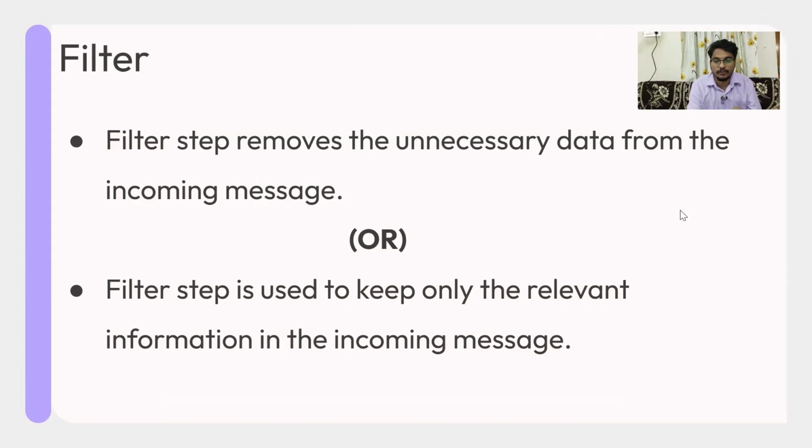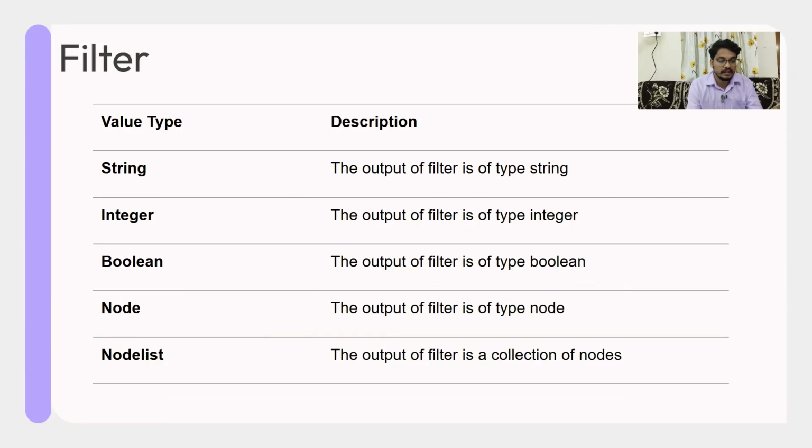So when it comes to the definition, the filter step is used to keep only the relevant information in the incoming message. And we use this filter step to remove unnecessary data from our initial payload. And then in filter, we have different value types like string. If we use string, the output of filter is of type string. So it is used to return the value of a node. Okay. And if you use the value type as integer, the output of filter is of type integer, right? If we use Boolean, then we will get either true or false.